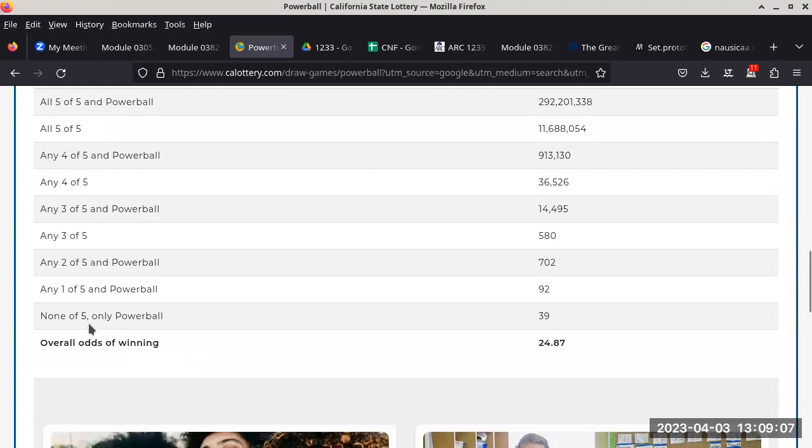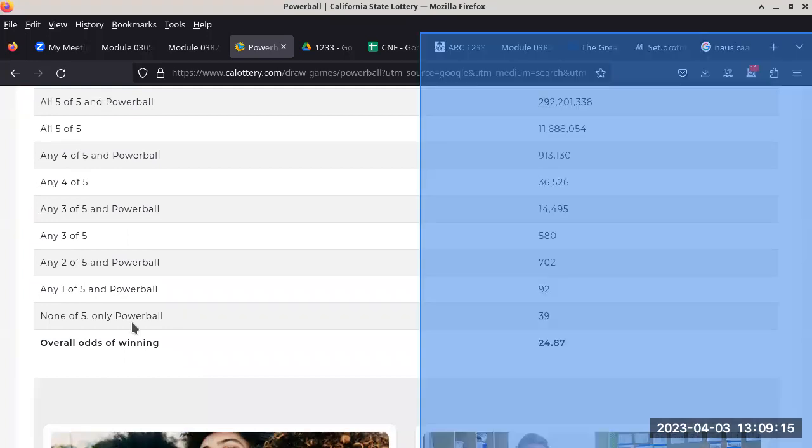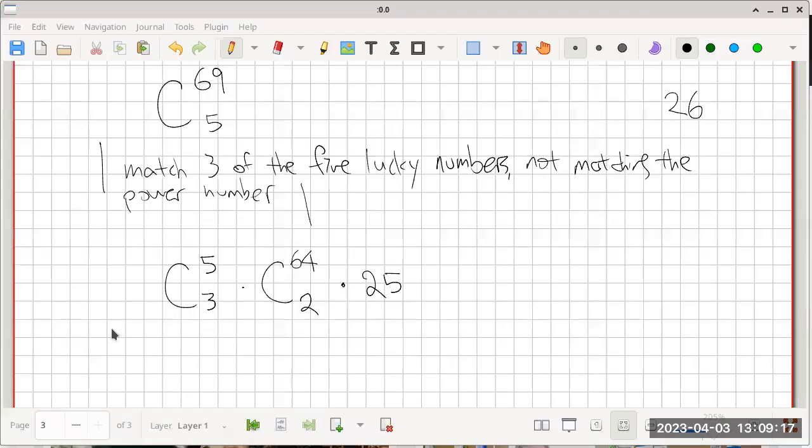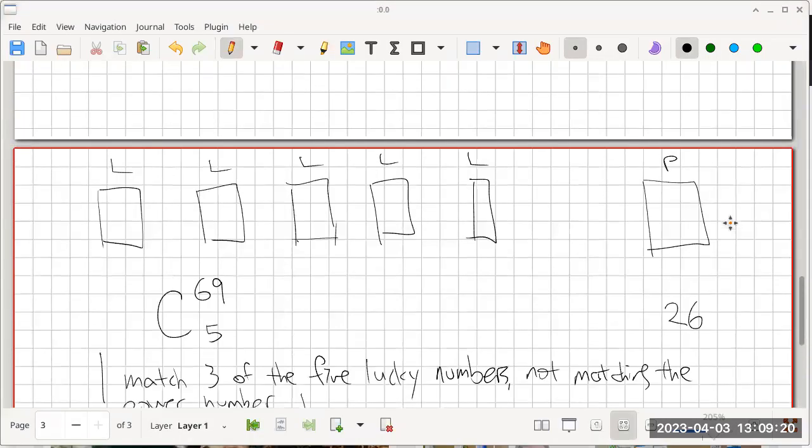Okay, so let's not be ambitious, and we'll get down to this one over here: none of the five, only the Powerball number. Let me show the pictorial representation of the ticket first. To win that last tier of prizes, none of these five numbers would match, and you're only matching the Powerball number. Most people think that should be easy. There are only 26 possible choices for the Powerball number, so it should be 1 divided by 26. That turns out not to be the case.